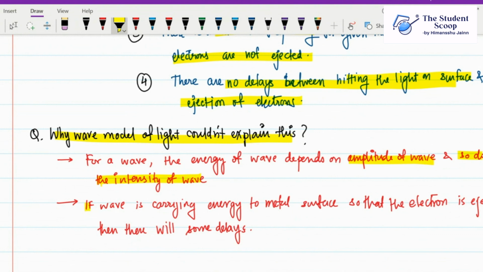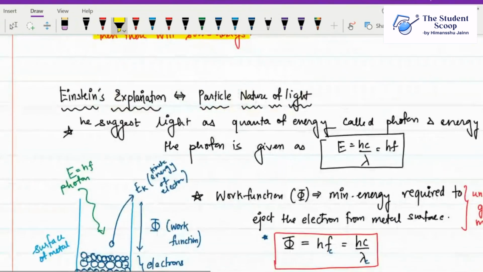Second, if the wave was carrying energy to the metal surface so that the electron is ejected, then there would be some delay, because you can't just transfer energy instantaneously when a wave is passing energy to a given particle. It will take some time. But the real observation is that there is no delay. So the wave model was not able to explain this, and here comes Einstein's model.